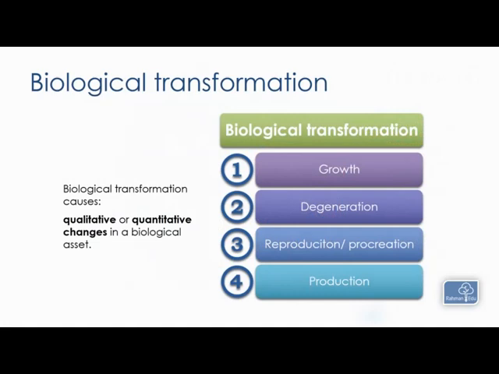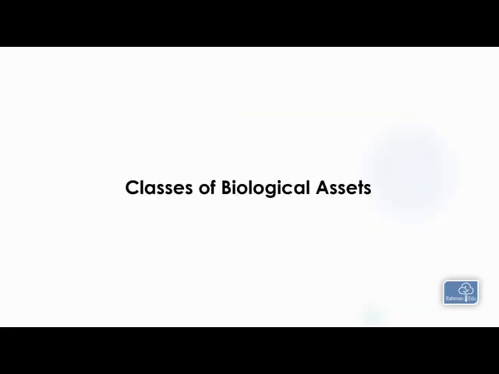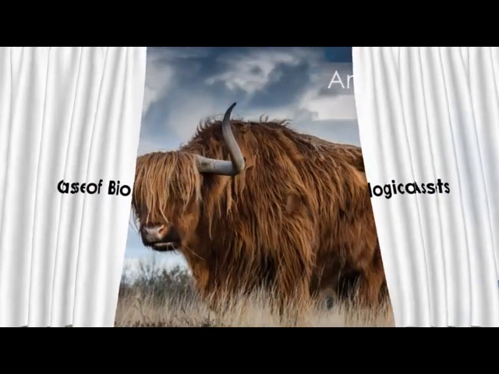Biological transformation. We can have growth, degeneration, reproduction, procreation, and production. These biological transformations create qualitative or quantitative changes in a biological asset. Now guys, let's talk about the classes of biological assets. Under biological assets, we have animals.